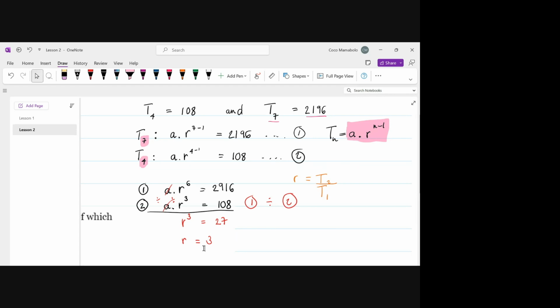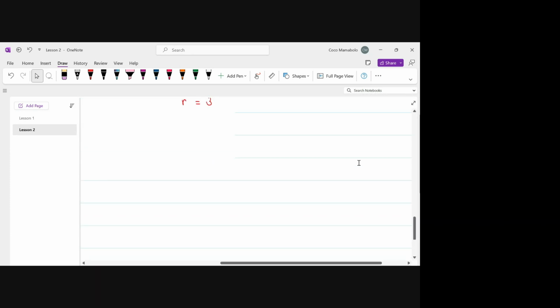All right. I'm going to give you guys one to try on your own. Okay? Yes? Okay. I'm going to say determine R if T2 is equal to 10 and T6 is equal to 160.